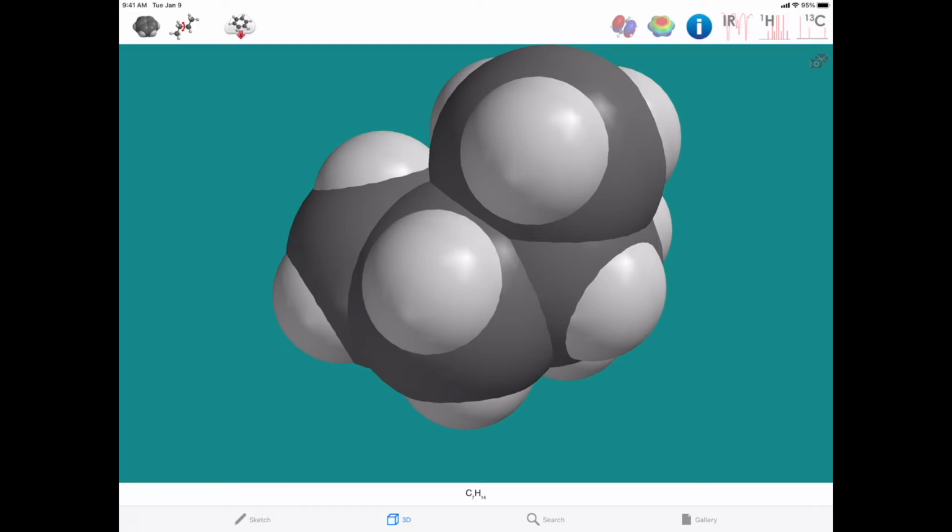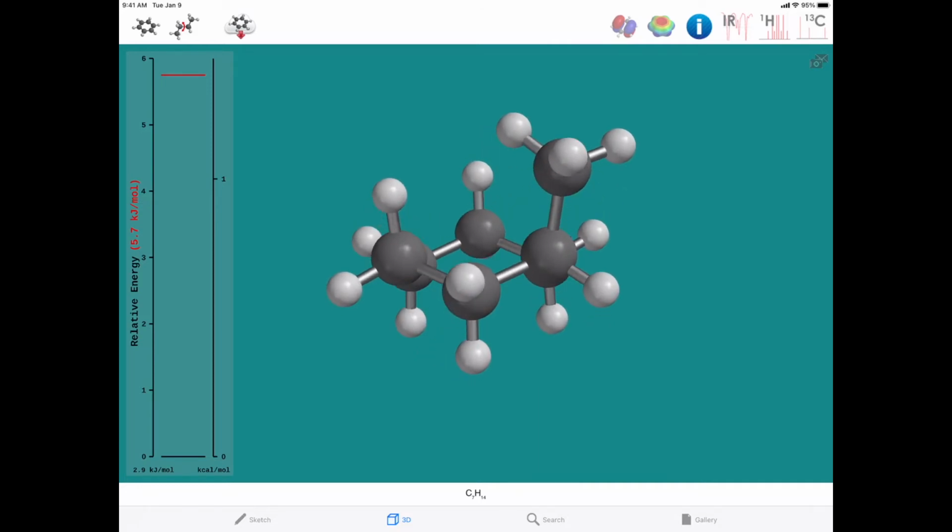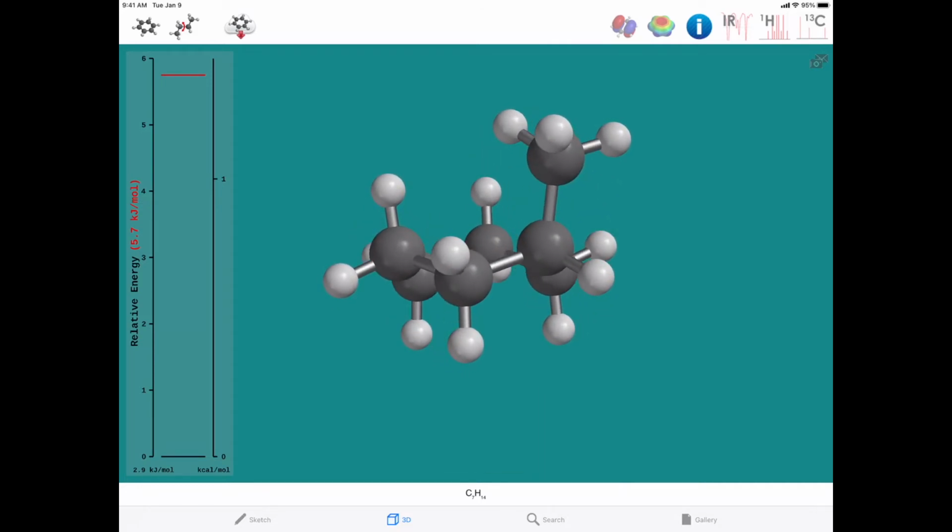Yes? So just to clarify, the reason why it's called 1,3 diaxial is because the methyl is on 1 and then the hydrogen on 3. Right. No matter which way you count, if methyl is on 1, carbon 3 has an axial up substituent.